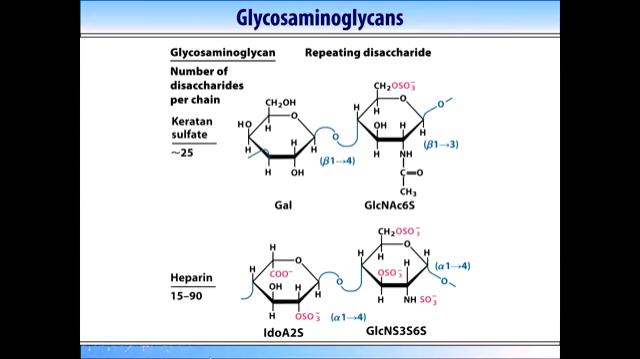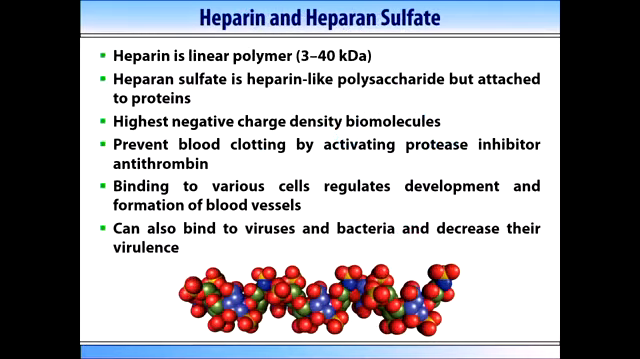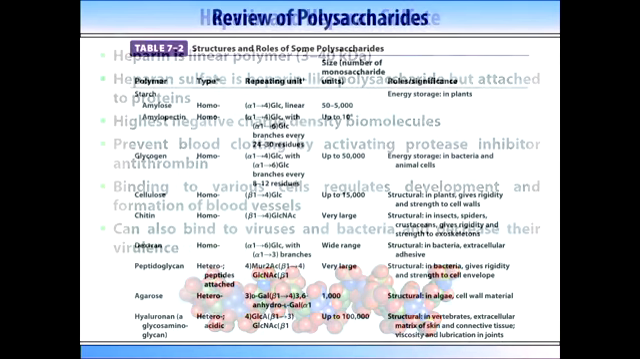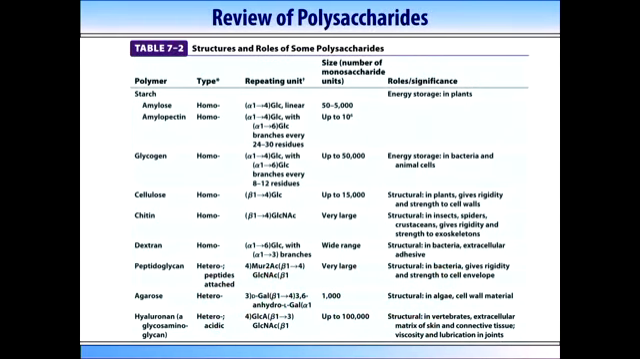So basically, it is used as a sort of buffer which attracts all those blood clotting factors, not specifically, and they just stick to heparin and cannot do what they're supposed to do. As a result, the blood doesn't clot as fast as it would without this. Let's just very quickly review the polysaccharides.